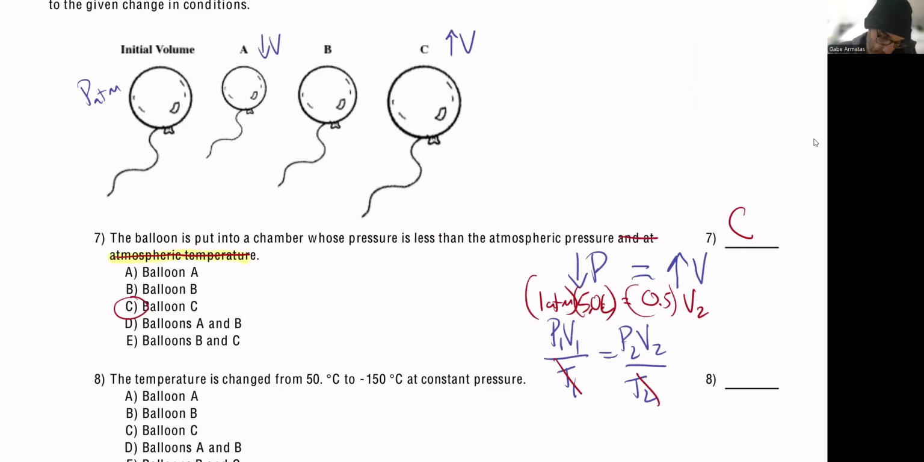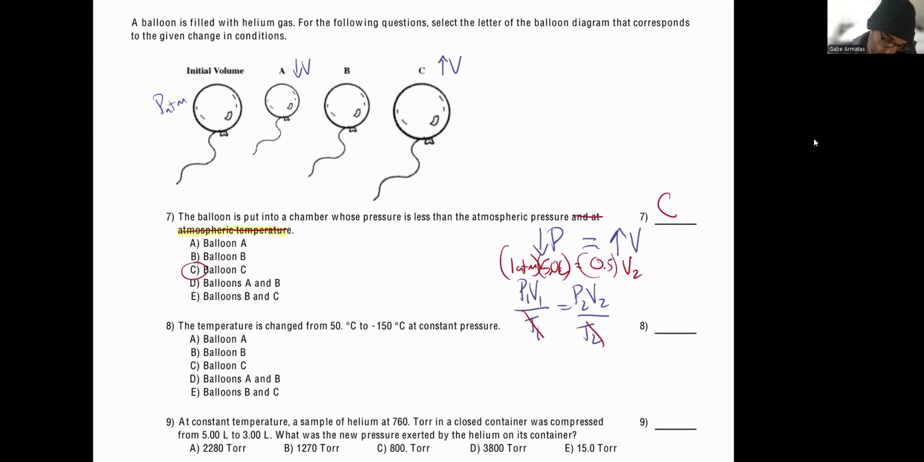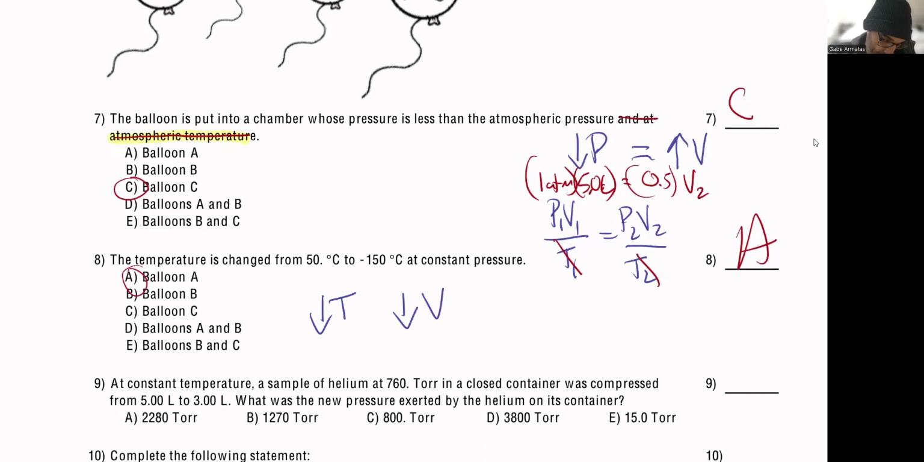All right, perfect. Next up, the temperature is changed from 50 to -50 at constant pressure. So we're ignoring pressure this time. So if temperature decreases, what happens to the volume? Well, if you cool a balloon down, you're going to see also a decrease in volume. We would expect this to be balloon A. Balloon A it is. Okay, so it's just kind of looking at the interactions between volume and temperature and whatnot. And there we go. All right, next up.